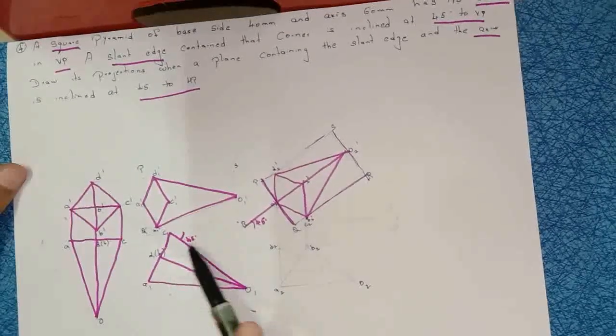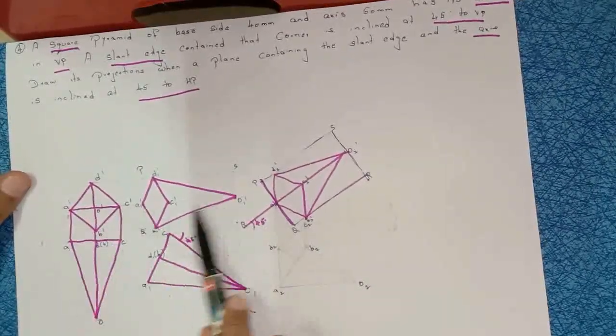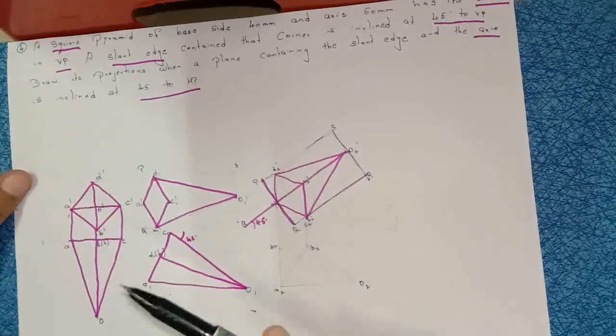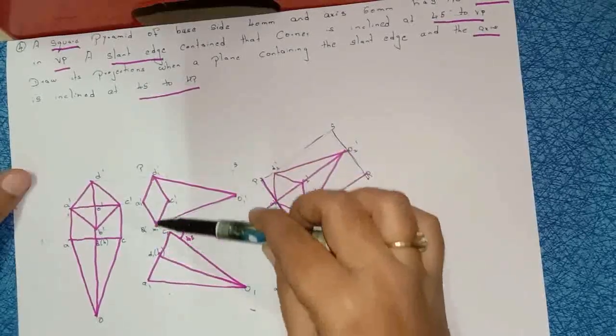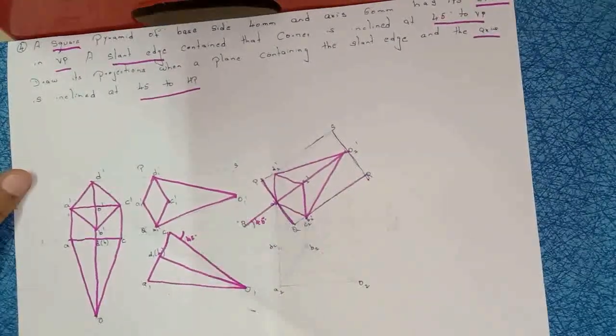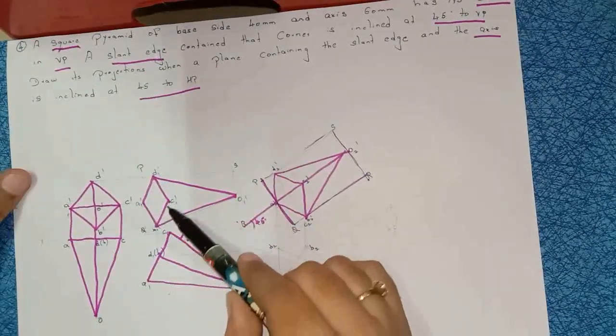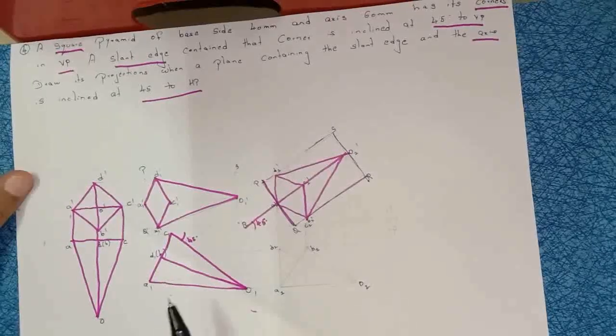Right? So after drawing this step, what are we doing? From D, we draw a horizontal line. From A, from B, we draw horizontal lines. Then next we draw projectional lines. From A to A, from B to B, from D to D, from C to C. From O to O also we draw projectional lines. You will get the square when you join here. This is your middle position.